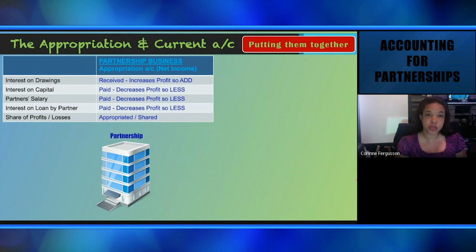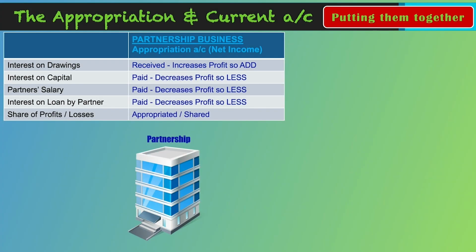So what happens in terms of net profit, whether net profit increases because the business has received money, that will be added in the appropriation account. And then what decreases the profit will be lessened from the net profit in the appropriation account. So that is from the business point of view, the appropriation account.